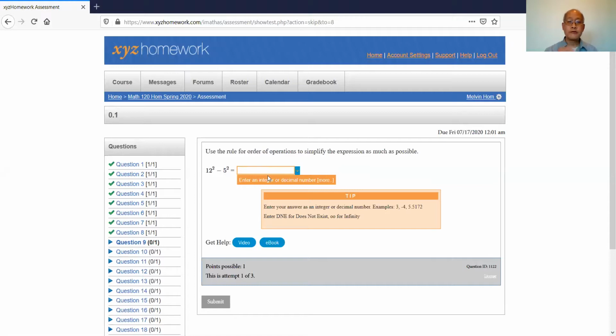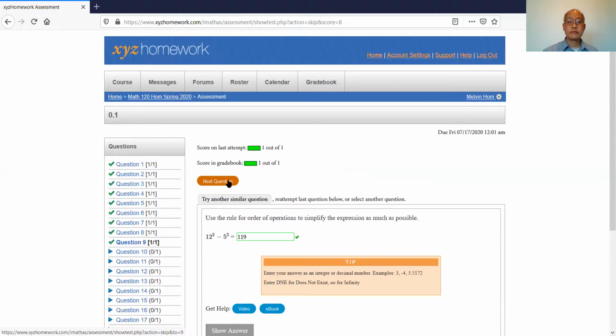Okay, next one, 12 squared minus 5 squared. 12 squared is 144. You can punch that in a calculator. Actually, some calculators you're allowed to just punch this all in. So it's 144 minus 25, which I'm getting as 119. So let's type in 119 there.